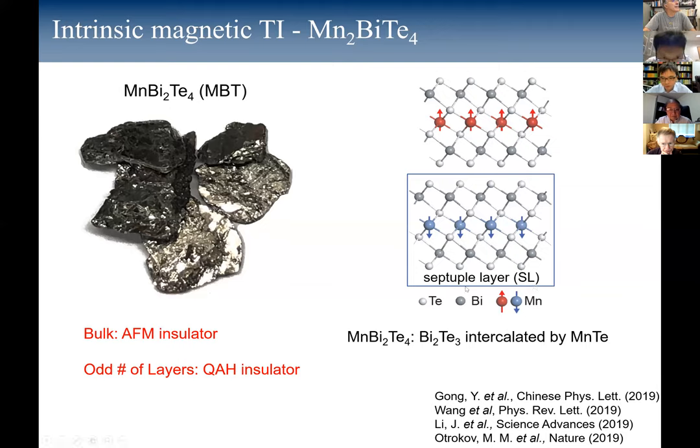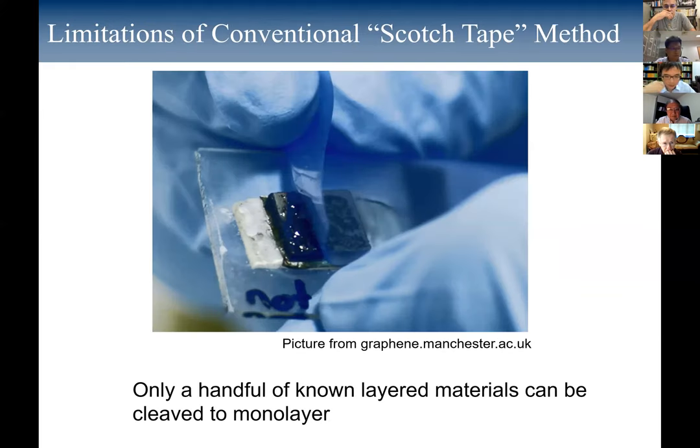And if you look at one layer of this material, you find it is basically just bismuth telluride, which is a typical topological insulator. It's intercalated by a manganese telluride bilayer, and this manganese gives rise to the magnetism in each layer. Our collaborator can grow very high quality crystals for us. So we started to work on this material 2 years ago, but there was a problem. We cannot easily peel this material with scotch tape.